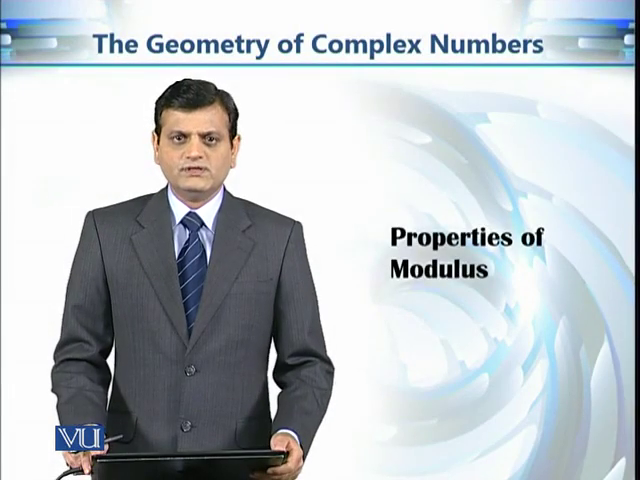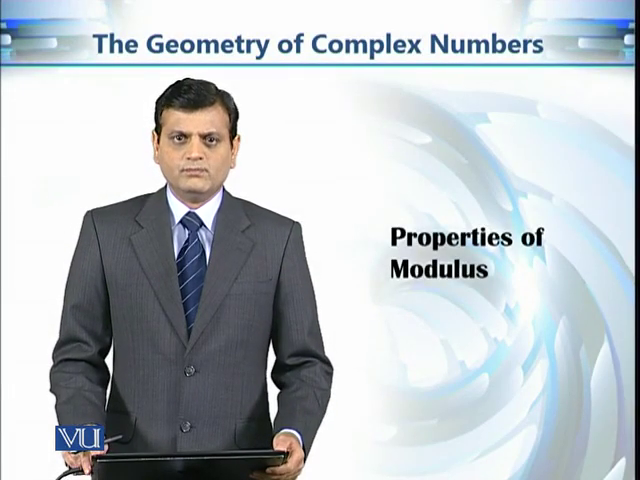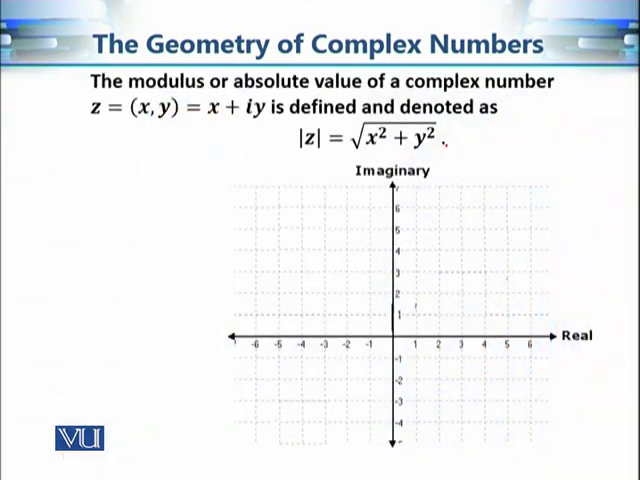Now we are going to see some properties of the modulus of a complex number. Recall that the modulus of a complex number can be defined in the following way. This is z, which is a complex number with coordinates x, y. Then we can associate the following vector with this complex number.